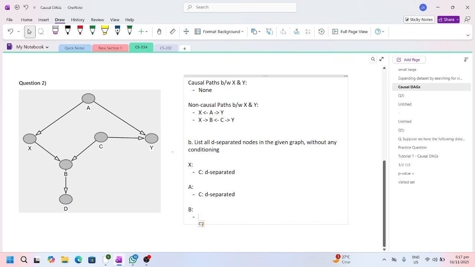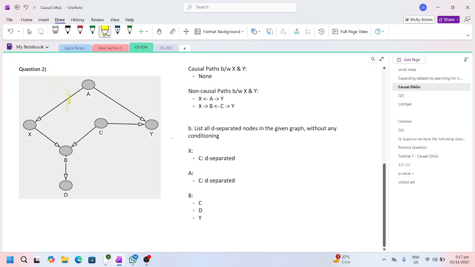I will not check it against A and X. I will check it against C, D, and Y. Okay, so let's check B and C. There's a direct path over here. They're not d-separated. Between B and D also there's a direct path. They are not d-separated. So I will get rid of C and D and let's quickly check for Y. Between B and Y there's a path over here as well, which may be a backdoor path. Well, it is a backdoor path, but the backdoor path is not blocked though. C is a confounder. This path is open, so they cannot be d-separated.